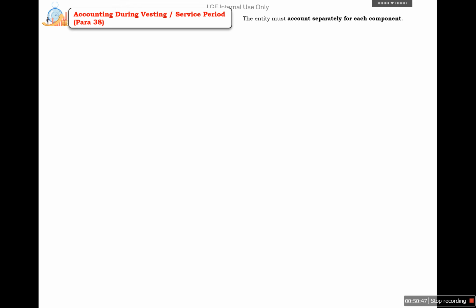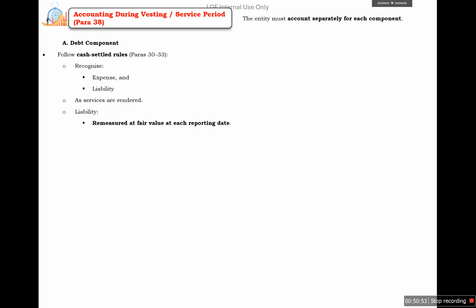Next is accounting during the vesting or service period. The entity must account separately for each component, the debt component and the equity component. For the debt component, we need to recognize the expense and liability as the services are rendered, and the liability must be remeasured at fair value. Remeasurement is needed because the liability will increase based on the actual price.